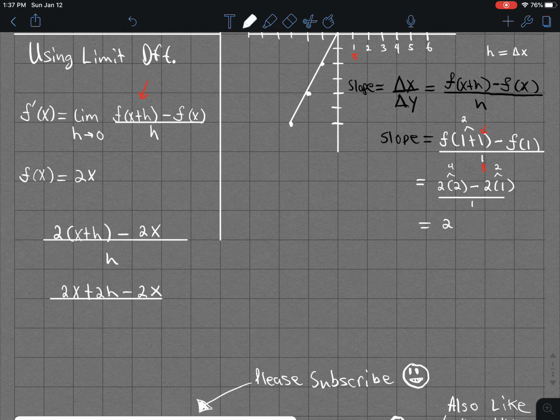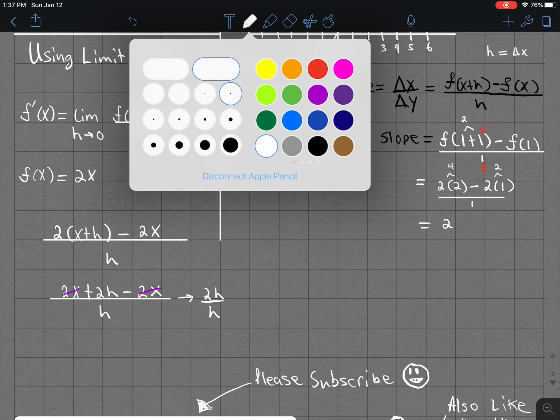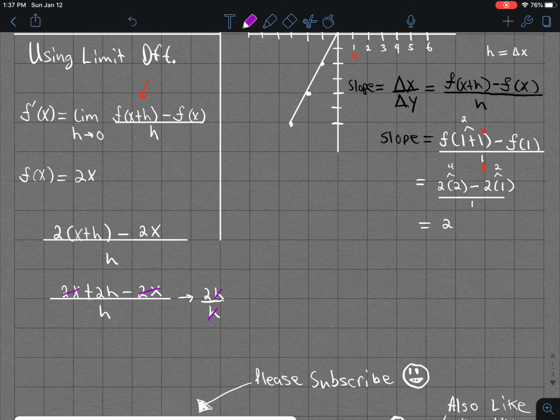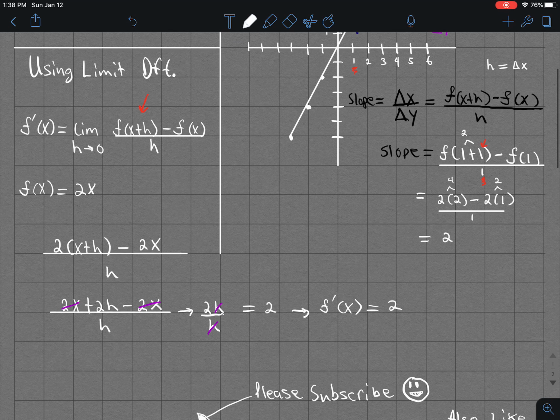A lot of this stuff is pretty easy in terms of steps. It's just doing the algebra that freaks people out. So we can get rid of the 2x, and from there we get 2h over h. And from that, we get 2. What does this mean? That means f prime of x is equal to 2.